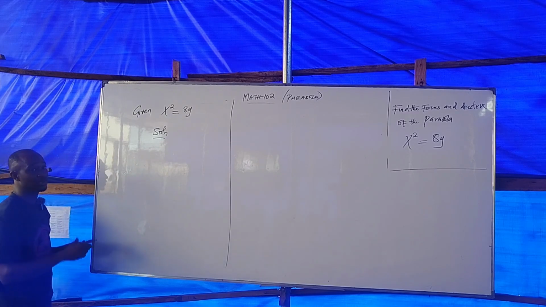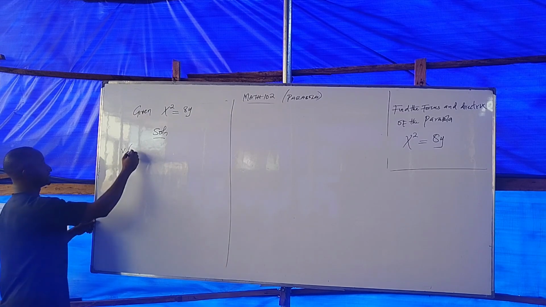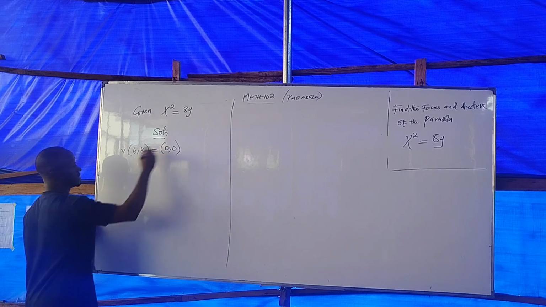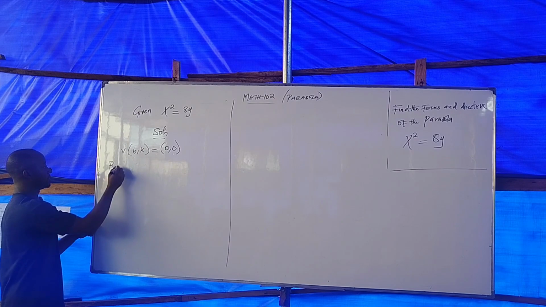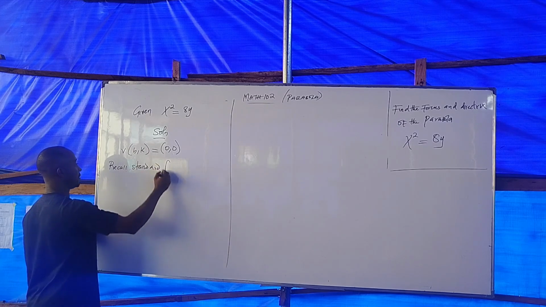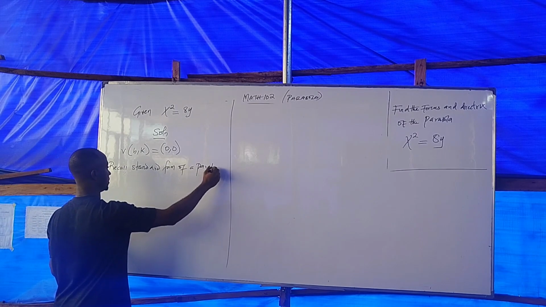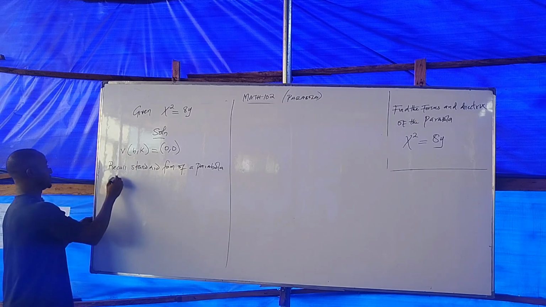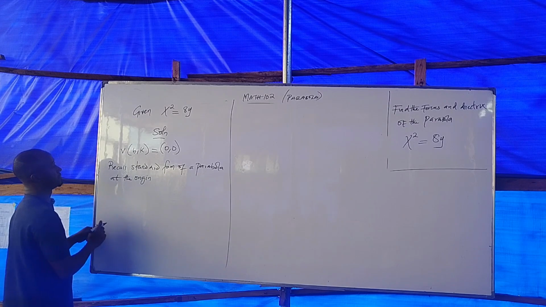So the first thing you need to do is to bring out the vertex. What's the vertex? (h, k), which is (0, 0). This is the first thing. Then recall the standard form of a parabola at the origin.